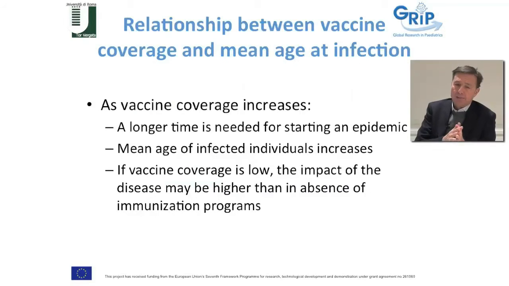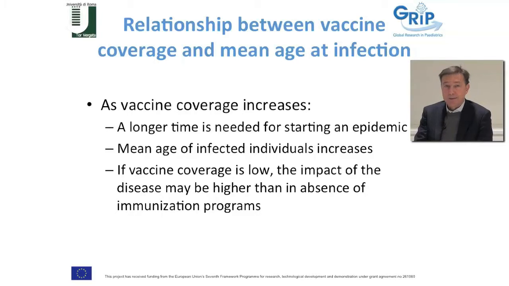Now, once we understand that one of the main actions that we should try to implement for vaccine strategies is to decrease R0, we should come to the concept of how to increase immunization coverage.